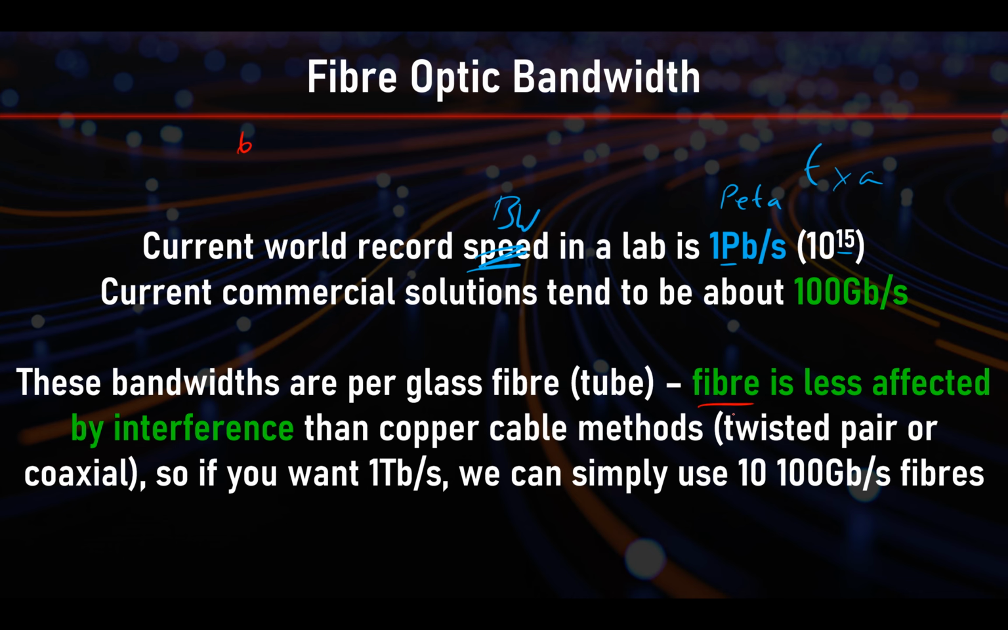However, since fiber is the least affected by interference, the least affected by crosstalk, then in theory we could probably have a fiber optic cable with thousands of individual fibers, to get the bandwidth of the total cable higher and higher. For example, if we wanted 1 terabit per second, we can just use 10 fibers of 100 gigabits per second. However, if we look at this one petabit per second, presumably this is just for one fiber. I would assume.